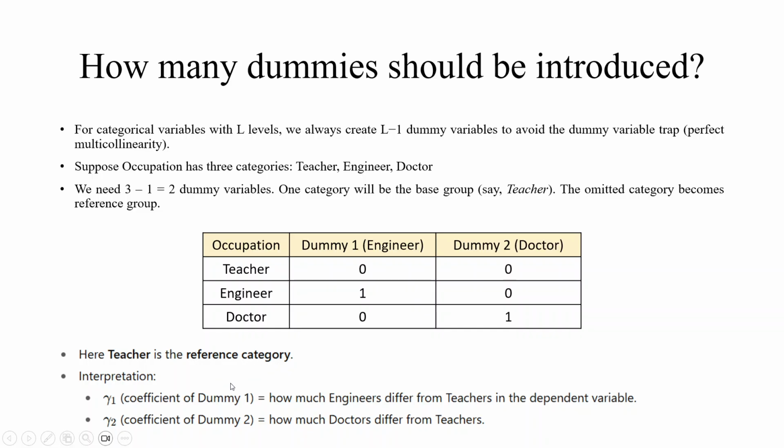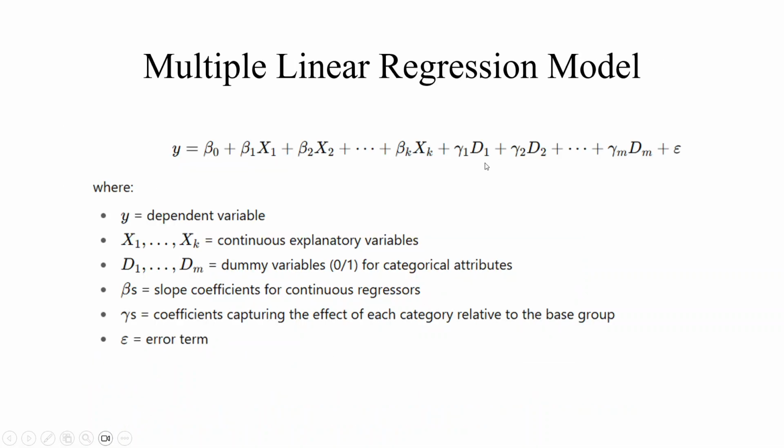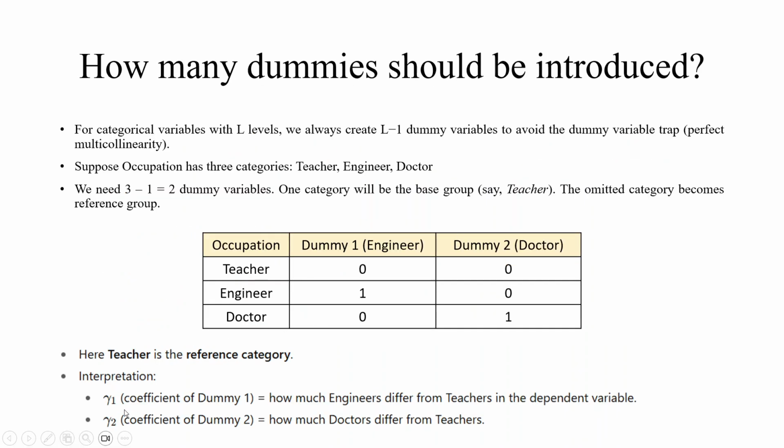Now when we will run the equation, let's see the previous equation. Dummy for engineer and dummy for doctor. The reference category is teacher. So gamma 1 and gamma 2. So what will gamma 1 give us? It's a coefficient of dummy 1. So it will tell us how much engineers differ from teachers in the dependent variable. Gamma 2, coefficient of dummy 2, how much doctors differ from teachers.